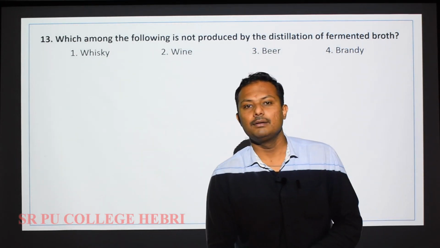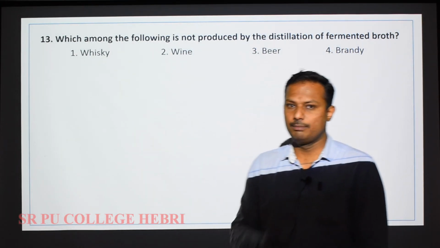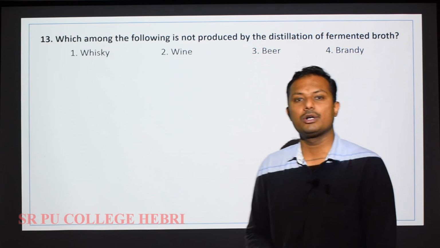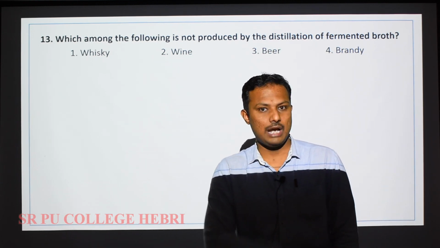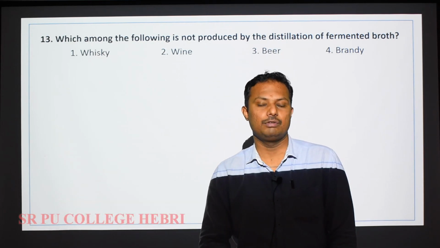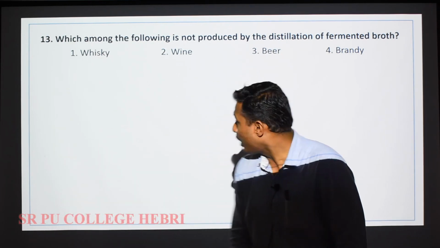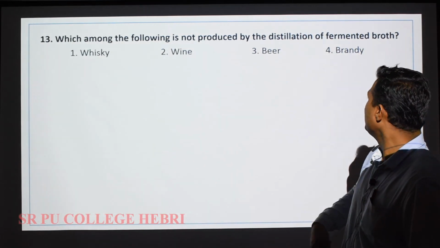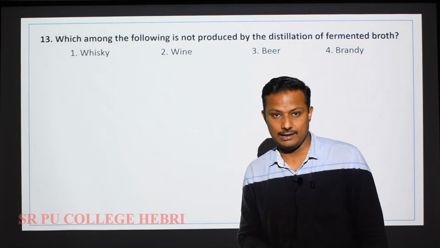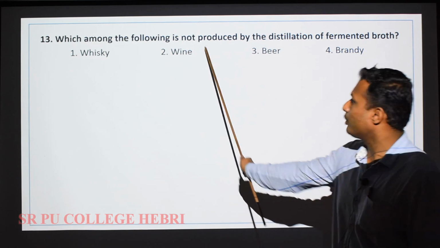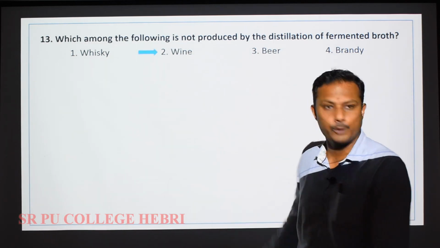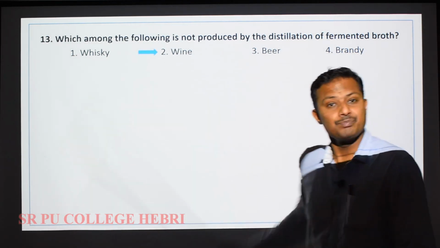See, in the microbes in human welfare chapter, you have come across the different alcoholic products which are produced by distillation and which are not produced by distillation. So out of these, whiskey, wine, beer and brandy, which one is not distilled, they are asking, and out of this only wine is the undistilled product, whereas other products will be distilled.